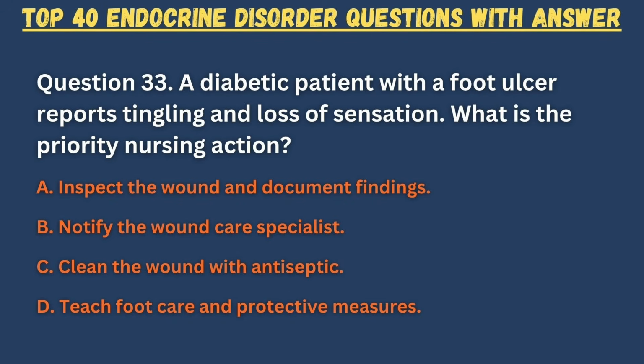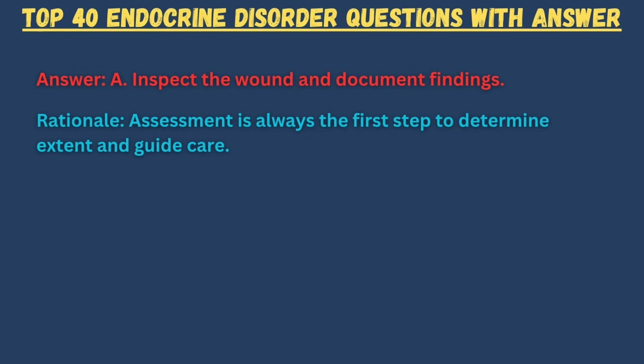Question 33. A diabetic patient with a foot ulcer reports tingling and loss of sensation. What is the priority nursing action? A. Inspect the wound and document findings. B. Notify the wound care specialist. C. Clean the wound with antiseptic. D. Teach foot care and protective measures. Answer: A. Inspect the wound and document findings. Rationale: assessment is always the first step to determine extent and guide care.